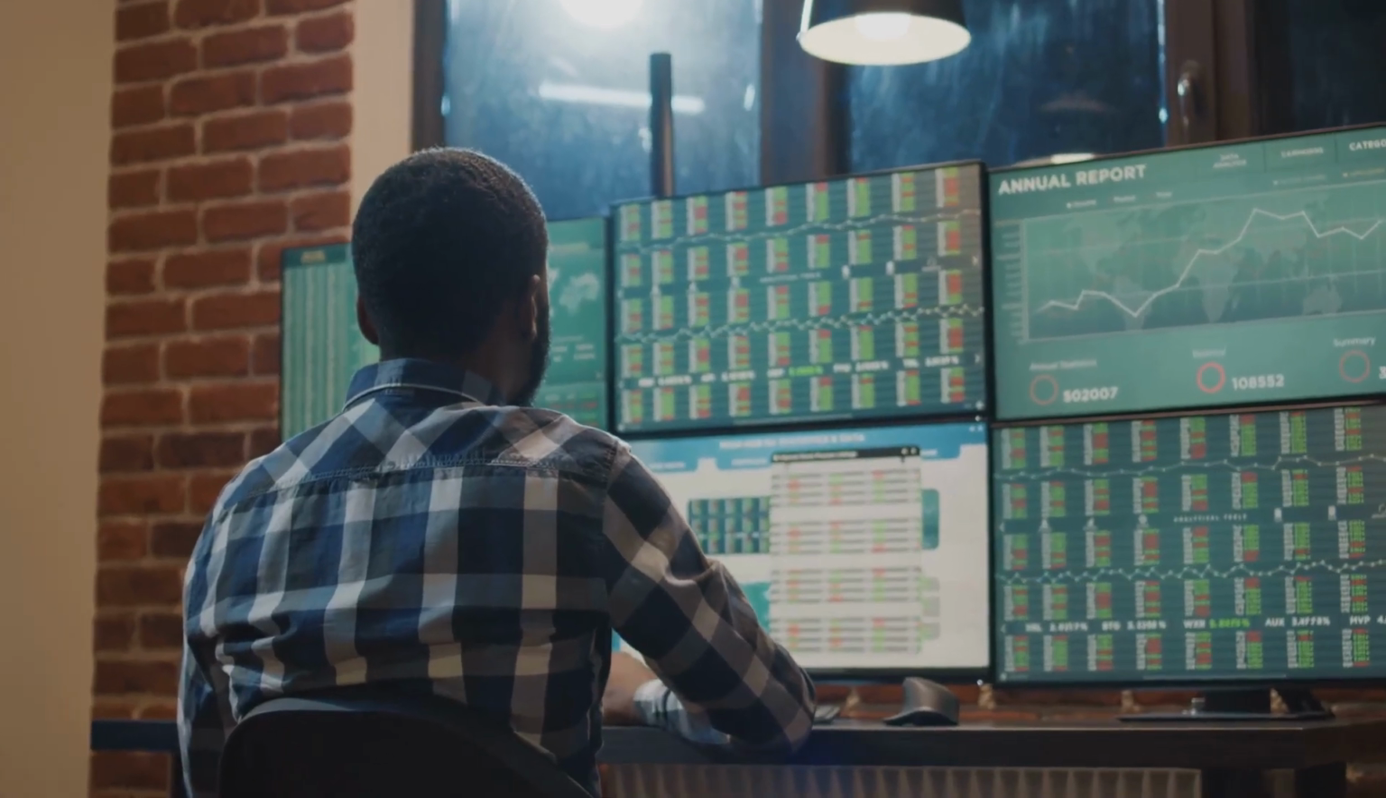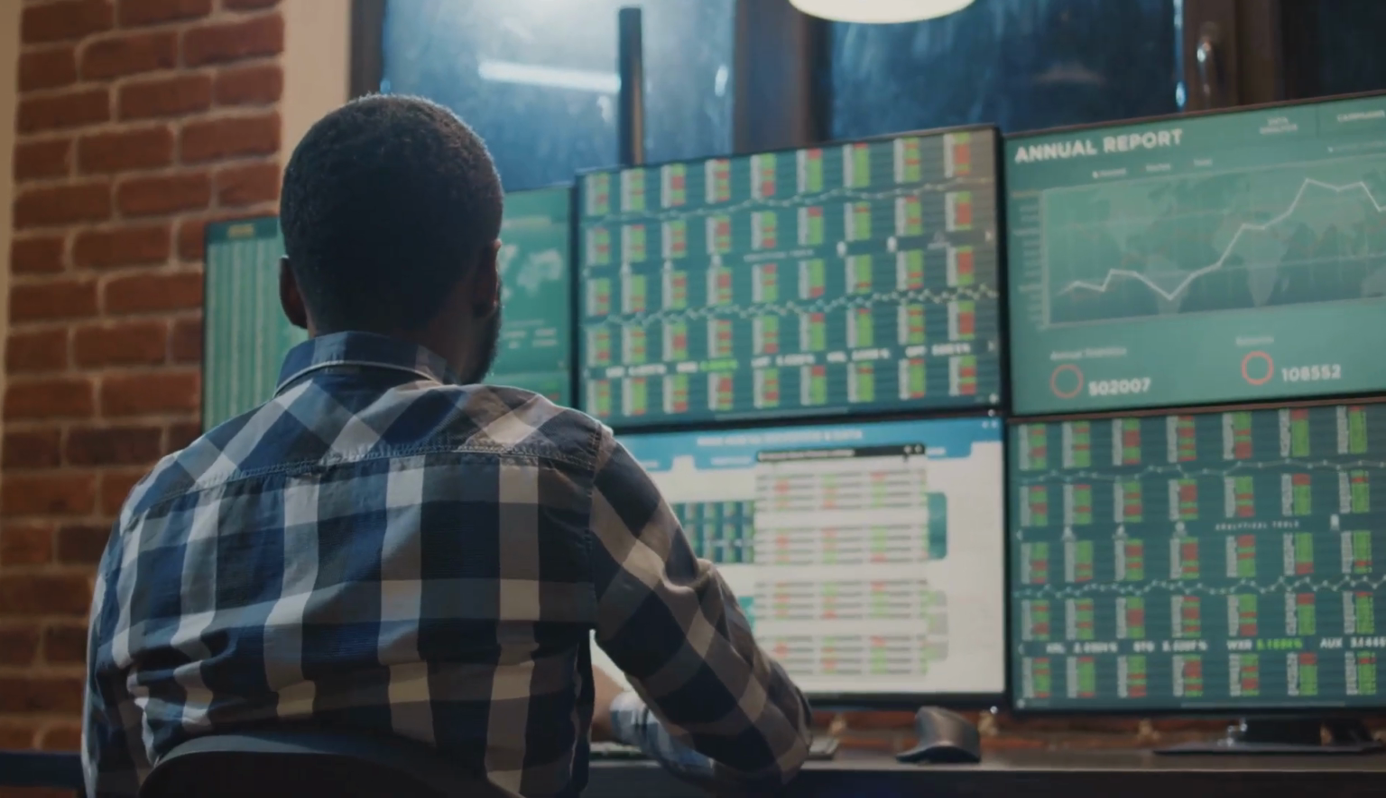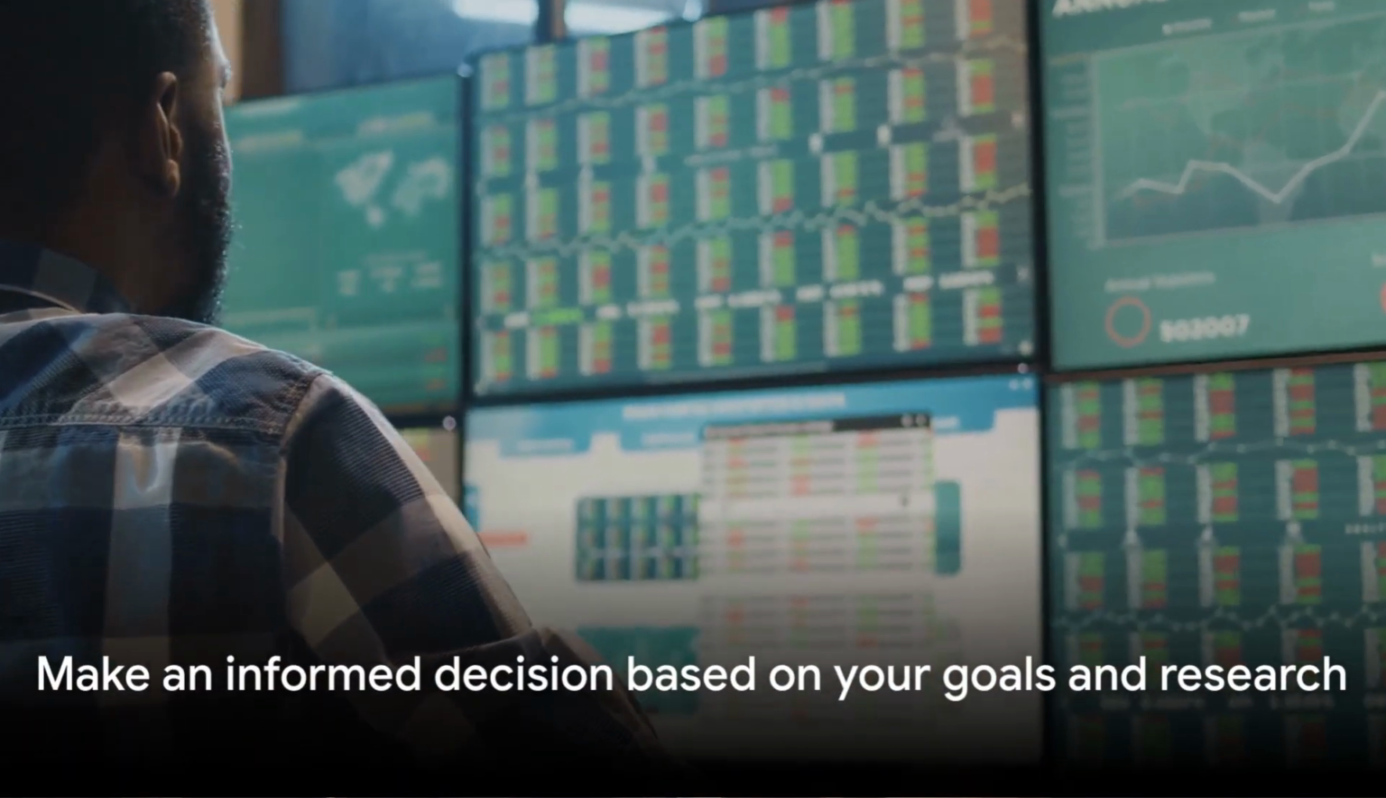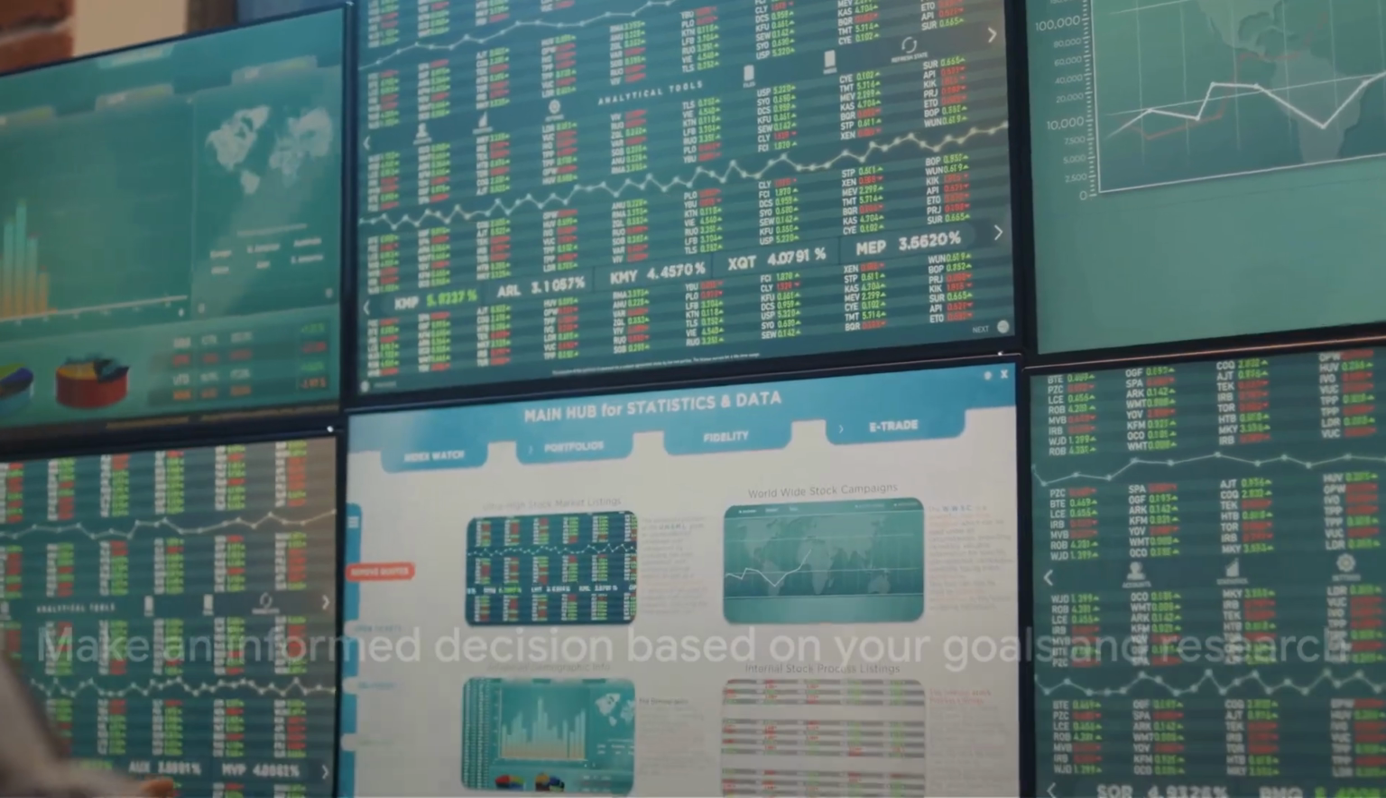Remember, the choice between Forex and option trading boils down to your individual goals, risk tolerance, and trading acumen. It's a decision that should be made with careful consideration and thorough research.